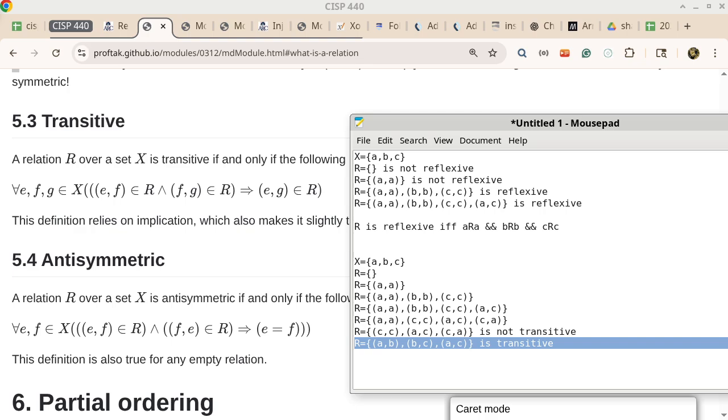Which brings us to the point of if you are to generate exercises for yourself. So we're going to fix X to be A, B, and C, and you say, okay, I want to test my ability understanding all of these things. How many R's can you possibly generate?